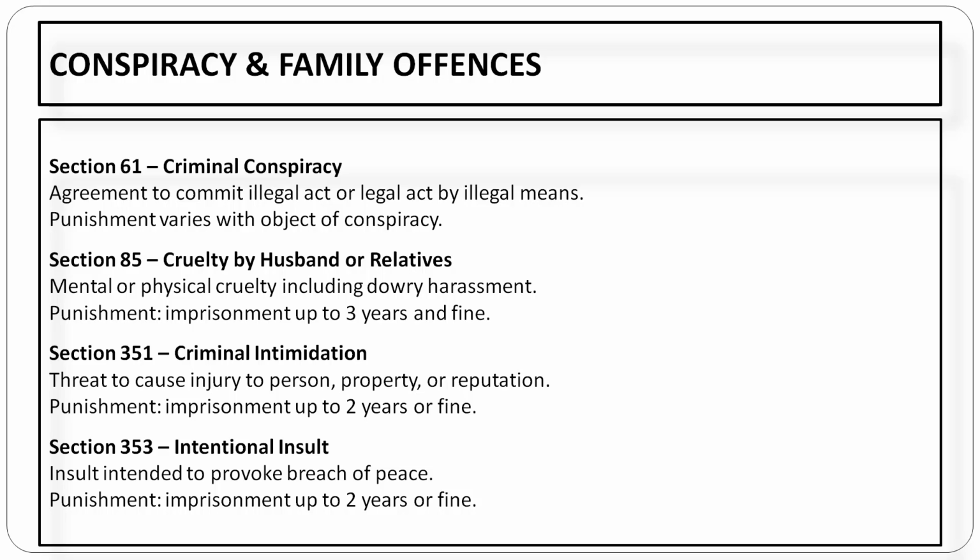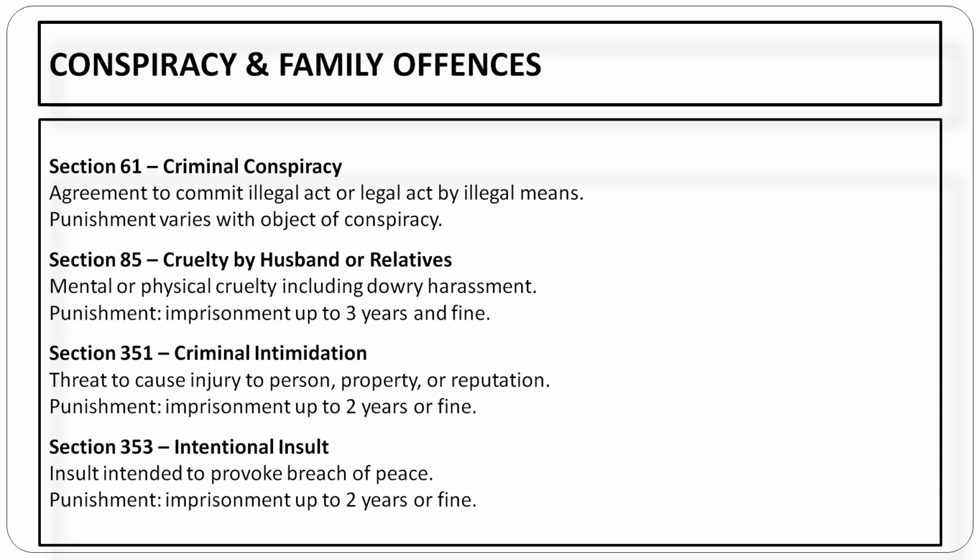The next one is 351, criminal intimidation. It talks about criminal intimidation. It means threatening a person with injury to body, property, or reputation. The purpose of the threat is to create fear or force someone to act in a certain way. Even verbal threats can amount to this offense. The law treats such threats seriously. The punishment can be imprisonment up to 2 years or fine.